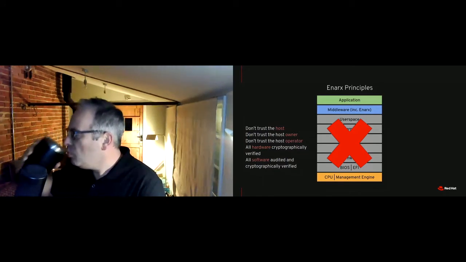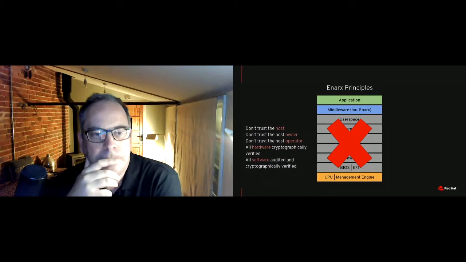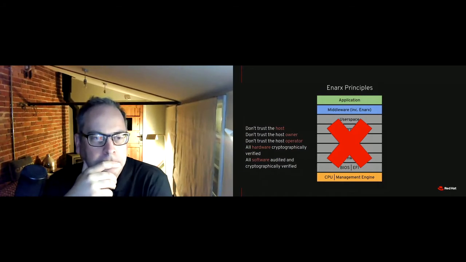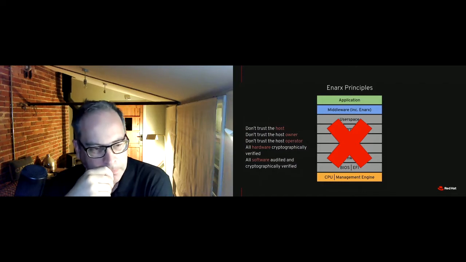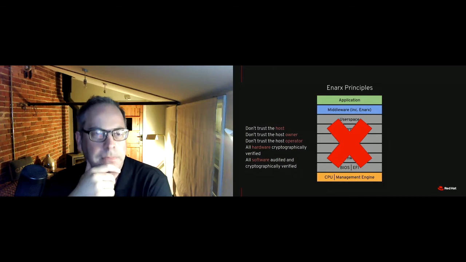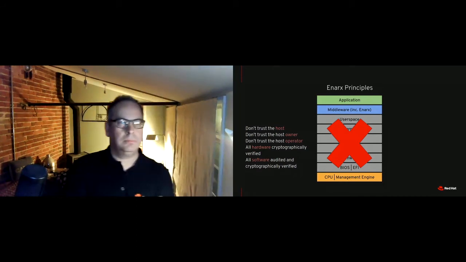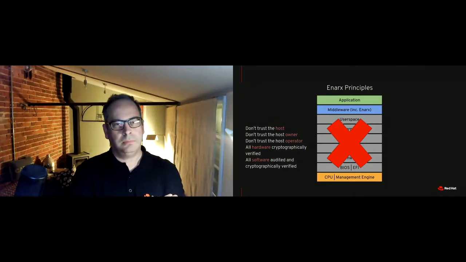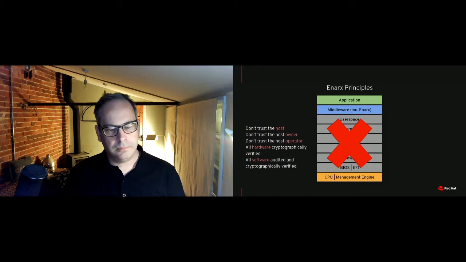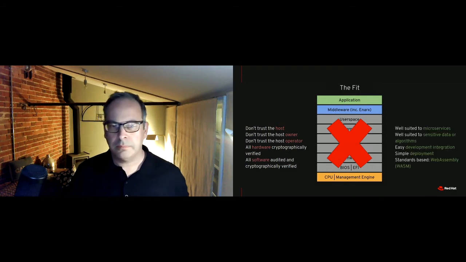Sure. Thanks, Mike. So the key bit here is that the TEEs allow us to actively distrust the middle part of the stack. In other words, we don't have to include them within our threat model because they are external and they're protected by these TEEs. So our principles are pretty simple here. We don't trust the host. We don't trust the host operator. We don't trust the host owner. And then we make sure as part of our software deployment that all the hardware that we are using is cryptographically verified and all of the software that is in use is audited and cryptographically verified. So pretty much strong principles all around.